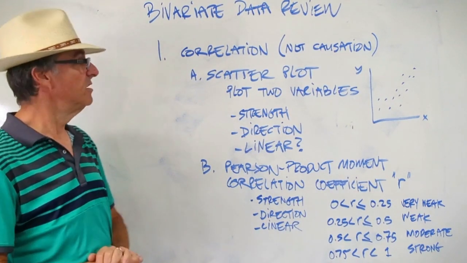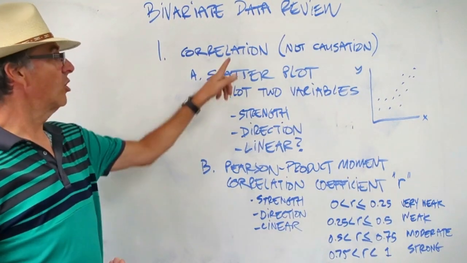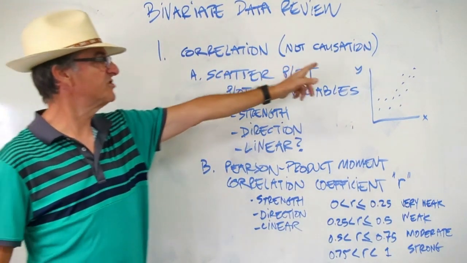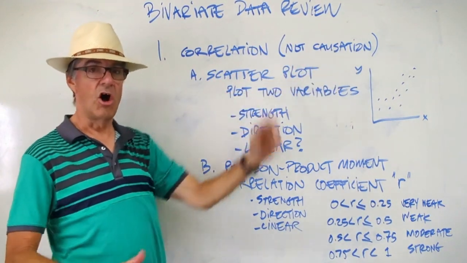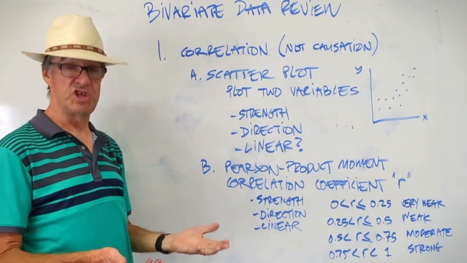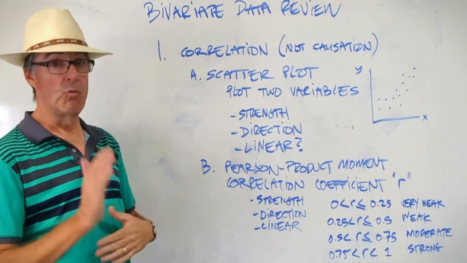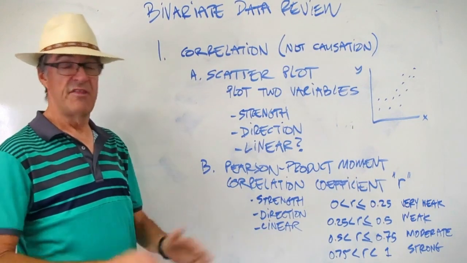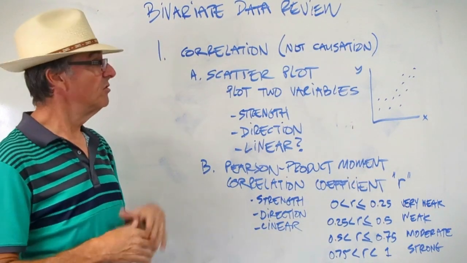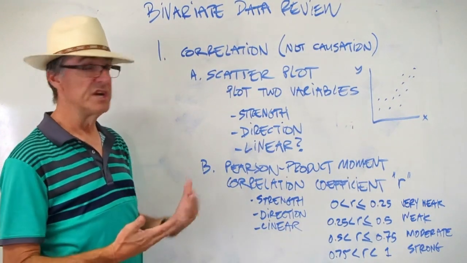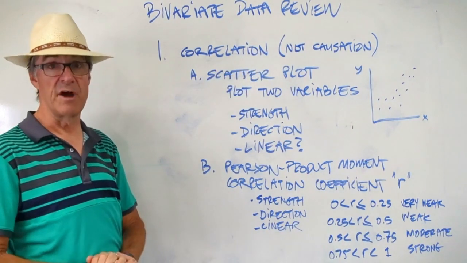So let's get started. We started by talking about correlation. And I want to remind you that correlation is not causation. All we know is that 2 variables change together. They have some relationship, but we don't know if one causes the other. That's a whole other topic, so we don't go there in this class. We just measure correlation and talk about it.